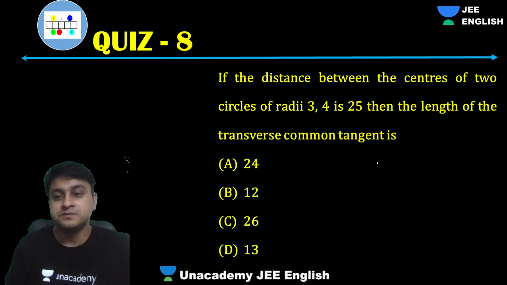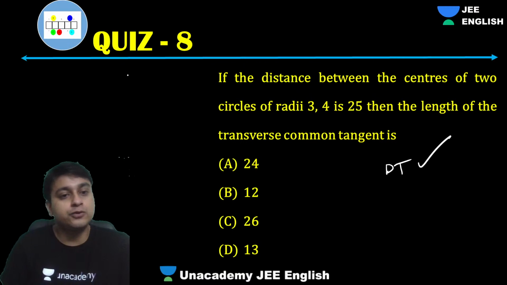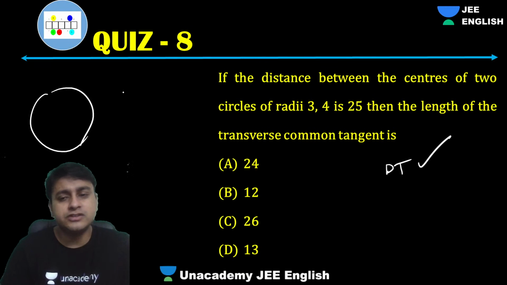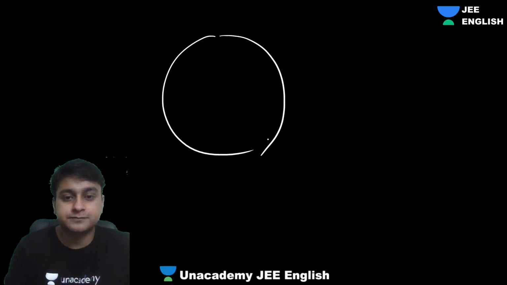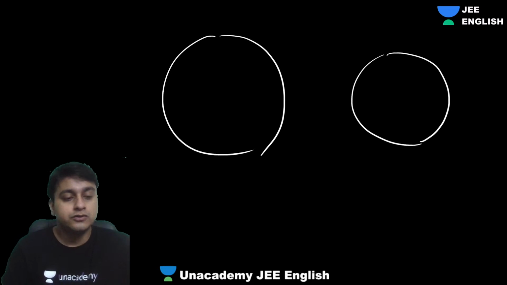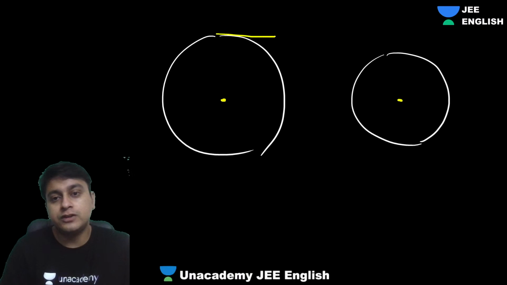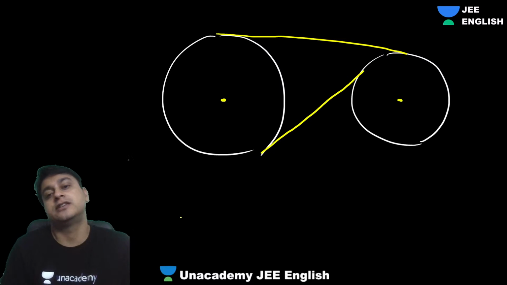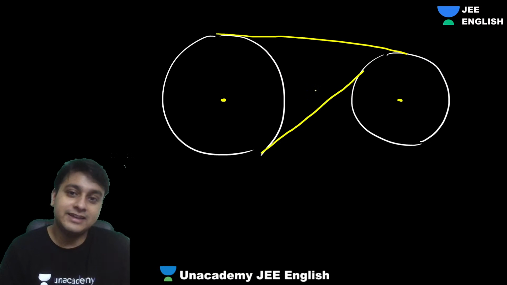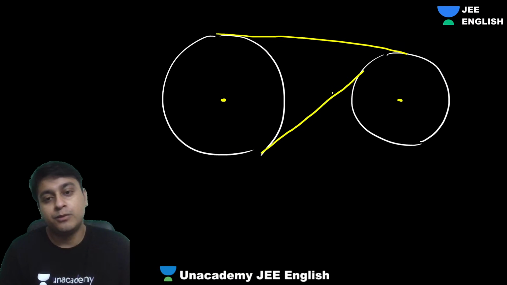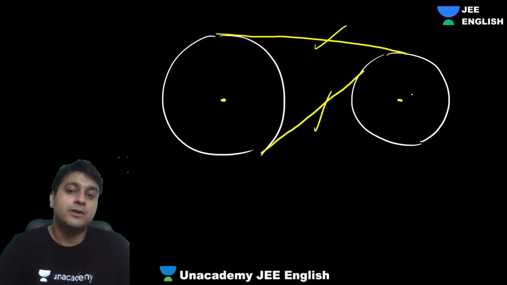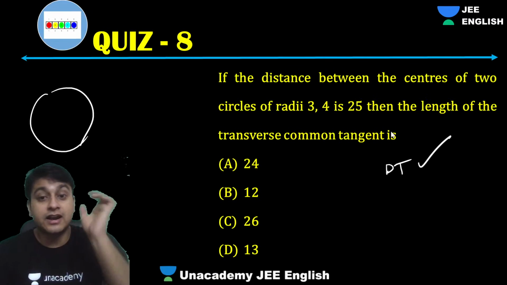This is your homework. If two circles are given, you know the centers and you know the radiuses. You have to get two things: first the length of the common transverse tangent, and then the direct one. Both, so try it out and let's see how many of you can get it. This is a question in which they have asked for the transverse common tangent.